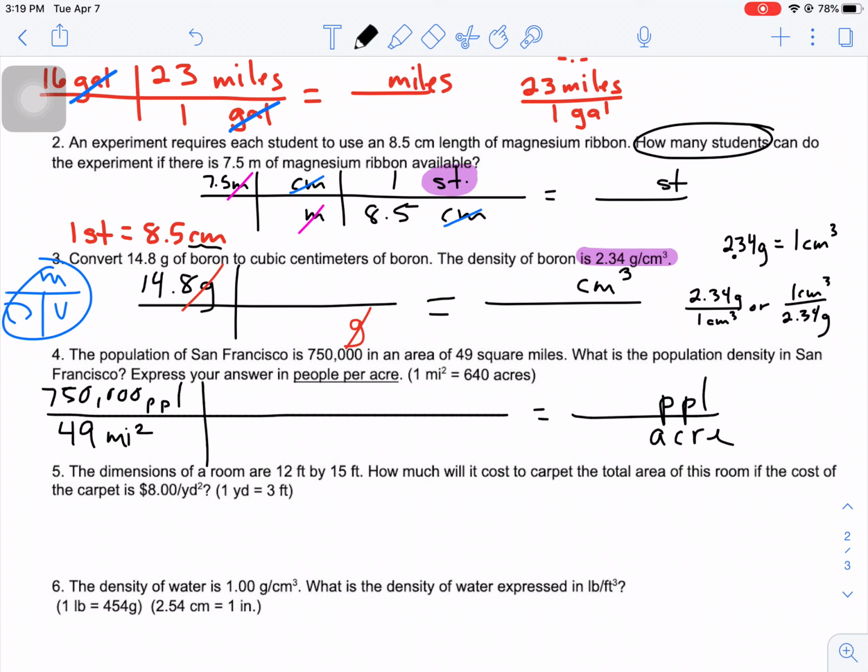All right, so we actually don't need to cancel out people, but what we do need to do is we need to cancel out square miles. And how do you cancel out square miles on the bottom? Well, you put square miles on the top. And here's our conversion factor. We know that 1 square mile is equal to 640 acres.